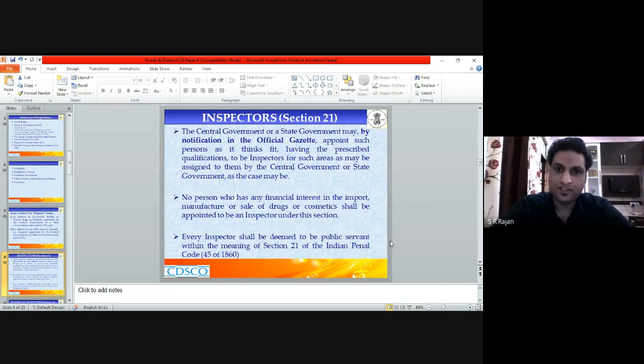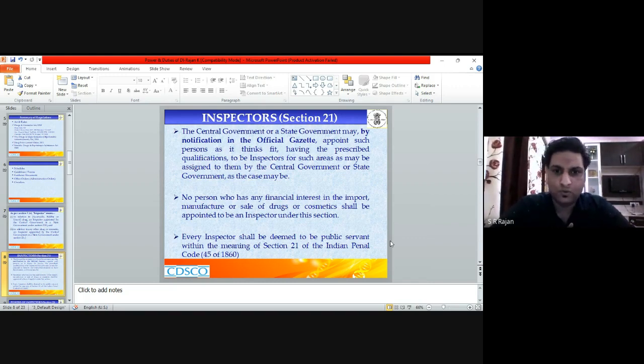Section 21 prescribes who the inspectors are and how they are appointed. Under section 21, inspectors are appointed by notification in the official gazette, appointing such persons as it thinks fit, having the prescribed qualification, to be inspectors for such area as may be assigned to them by the central government or state government, as the case may be. As I mentioned earlier, drugs come under the concurrent list, so drug inspectors are appointed by the state government for the state licensing authority, and for CDSCO by the central government.